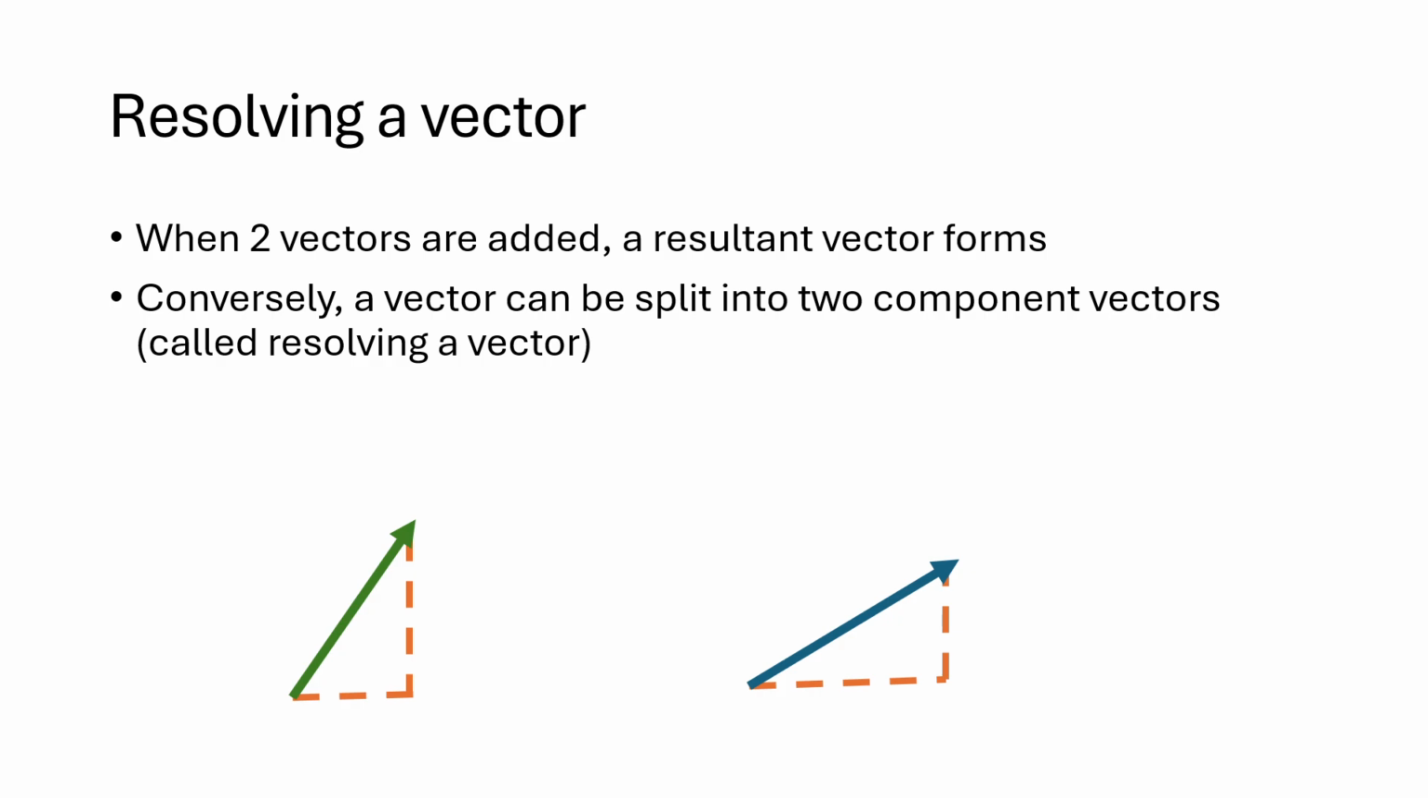You might recall that when two or more vectors are added, a resultant vector forms. The converse to this is a resultant vector may be split into component vectors. We'll look specifically at resolving vectors into horizontal and vertical components, as this is the most useful form for vector addition, which is what we are working towards. So what will this look like?